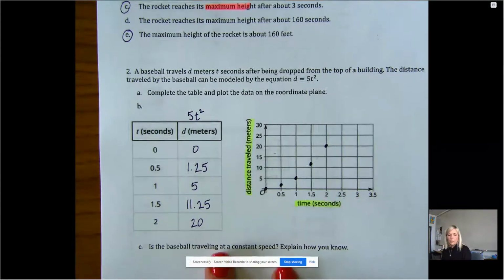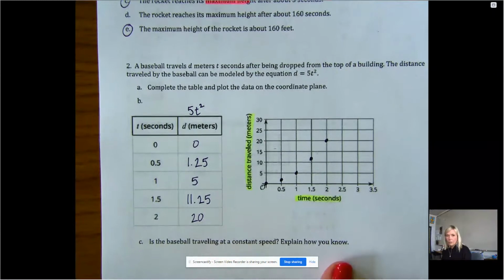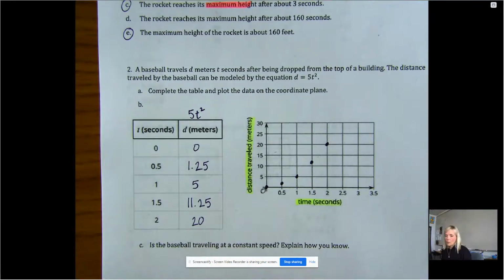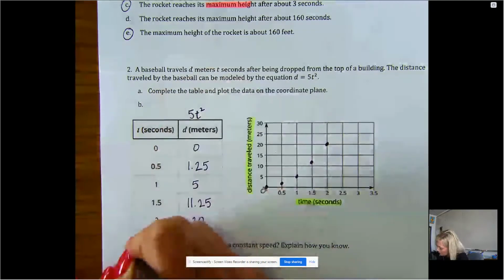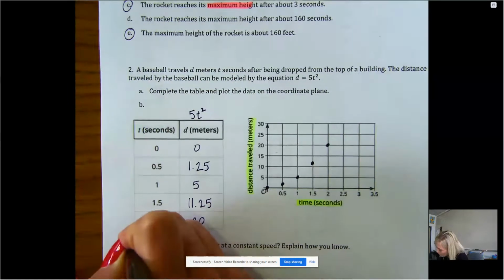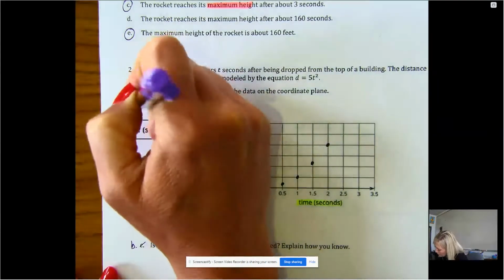So for part C, is the baseball traveling at a constant speed? And explain how you know. So I would say it's actually part B. This is a typo, sorry. Part B. This isn't a question.